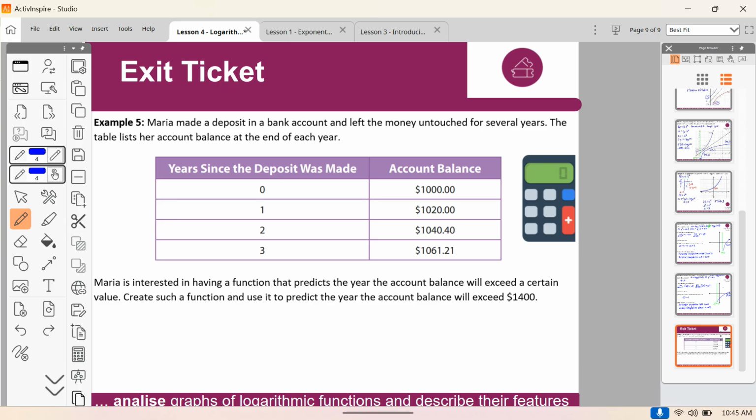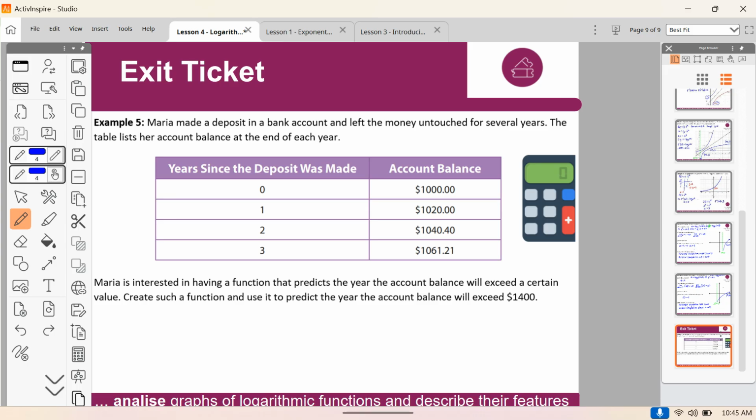Okay, Maria made a deposit in a bank account and left the money untouched for several years. The table lists the account balance at the end of each year. Maria is interested in having a function that predicts the year based on the balance will exceed a certain value. Create a function and use it to predict the year the account balance will exceed 1400.